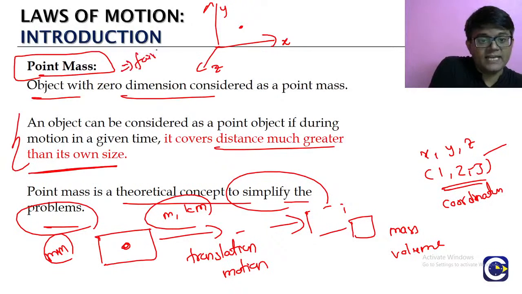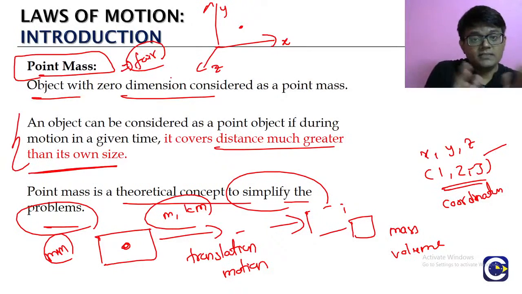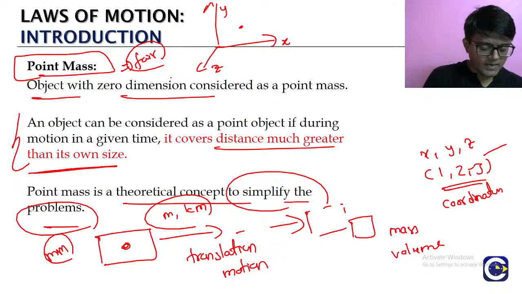So this is a fair assumption when the distances covered or the displacements measured for the motion of the body are very large in comparison to the actual size of the object. If the size of the object is in the millimeter range and the distance covered and displacement are in meters or kilometers, then this assumption is fair. This point mass assumption is one of the important assumptions we will be using in Newton's laws of motion.